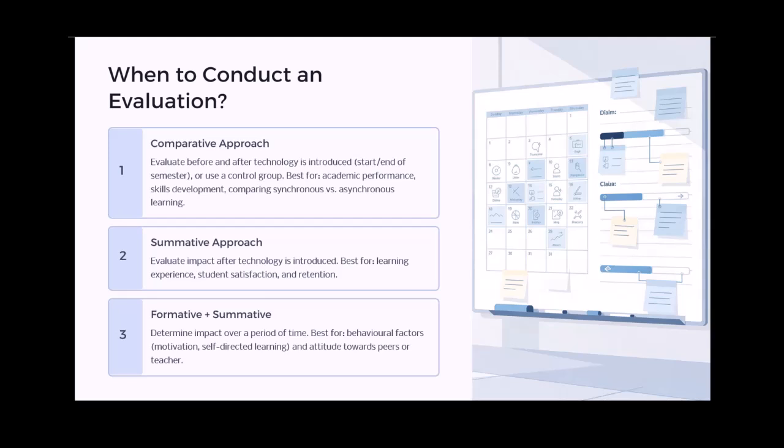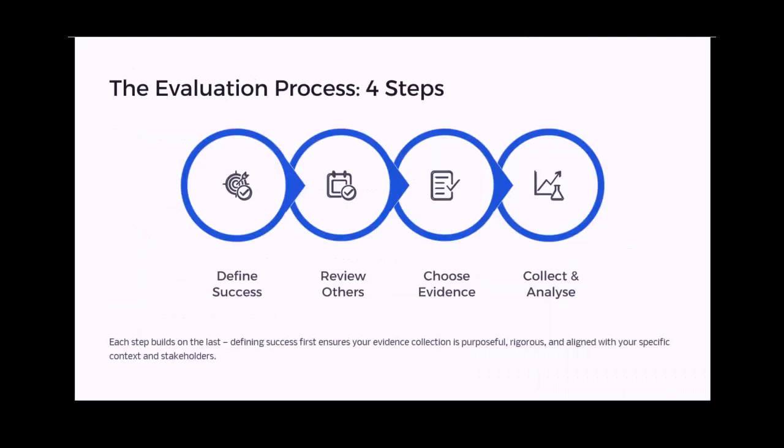The summative approach then is evaluating the impact after the technology is used. So this is best for looking at the learning experience, student satisfaction and retention. It's important to note the comparative approach, I suppose, is good for academic performance and skills development and measuring those. And then a combination of formative and summative helps you determine the impact over time. So maybe you might have a pre and post, before and after, but then you might have regular intervals where you check in with the students to measure their attitude towards technology over a period of time.